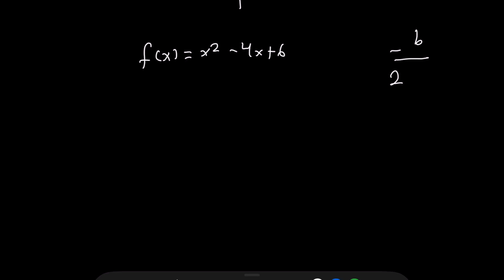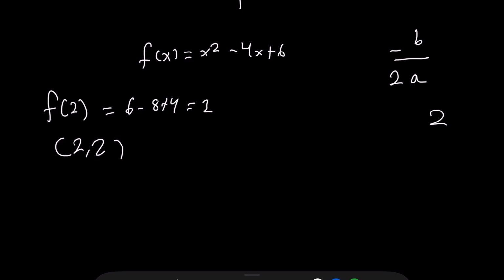Let's say we have a quadratic in the form of this. Okay. If you guys remember, the formula for the x coordinate of the vertex is negative b over 2a. In this case, that means the x coordinate of the vertex is at 2. So let's figure out what the y coordinate is. F of 2 should be equal to 6 minus 8 plus 4, which is 2. Okay. So the vertex is at 2, 2.